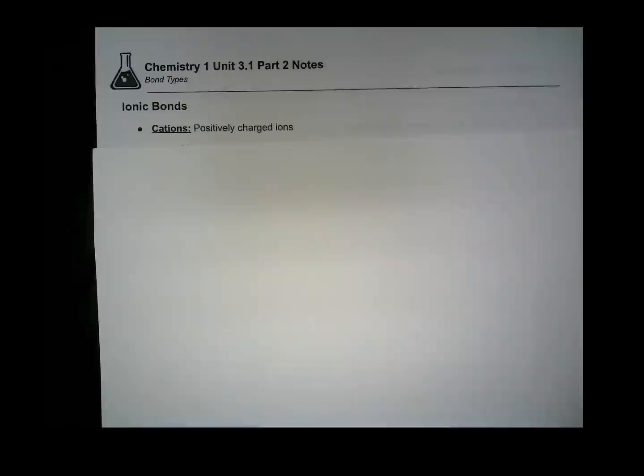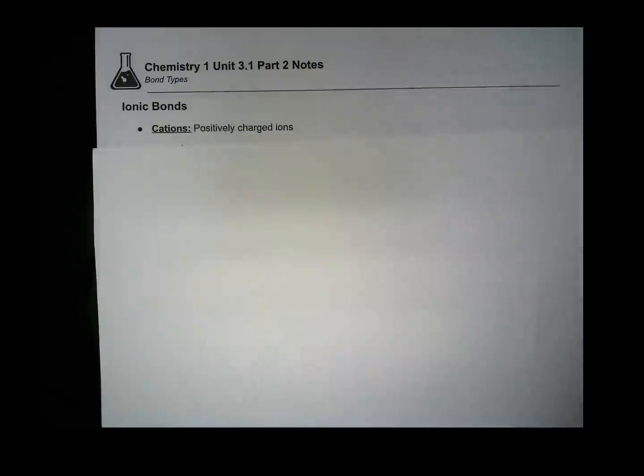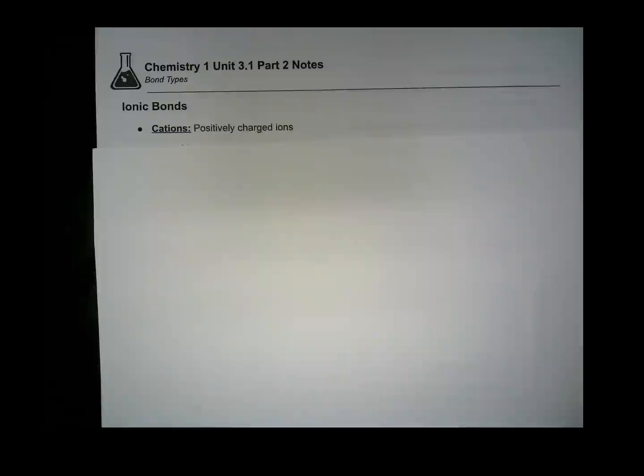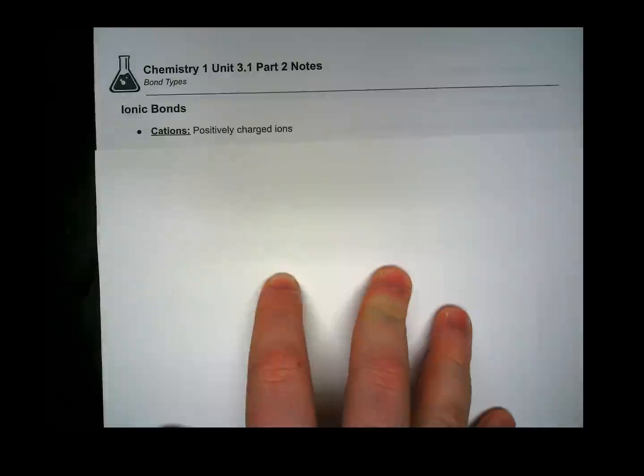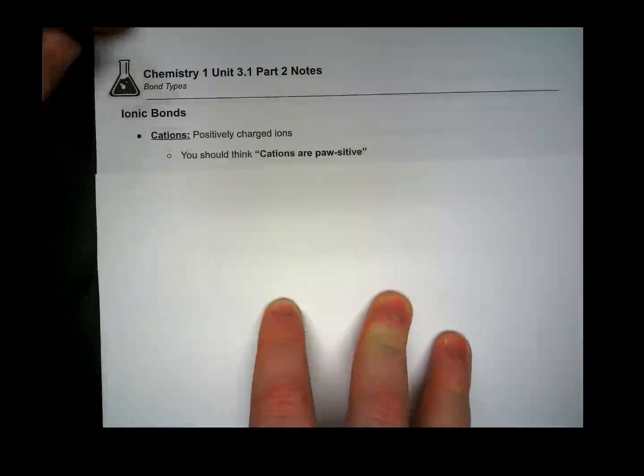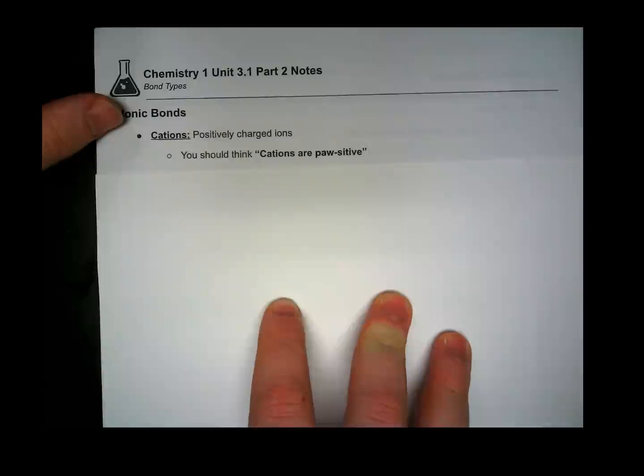So, the first thing we need to identify and what we need to know about are cations. Cations are positively charged ions. There's a great little way that you can know which kind of ion is which. You should always think cations are positive.